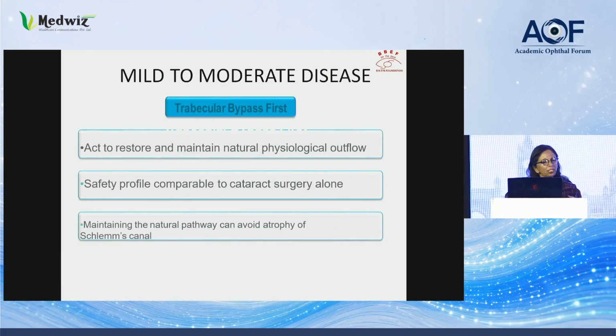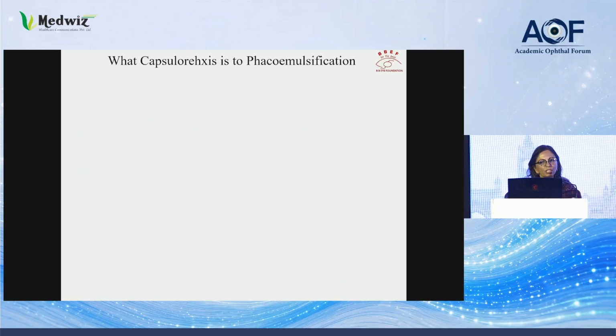So, mild to moderate disease, we've heard a lot about this from Arvind, and Arvind has made my work simpler. It's basically to restore and maintain natural physiological outflow, with a safety profile compared to cataract surgery. It's almost the same as cataract surgery alone, and maintaining the natural pathway can avoid atrophy of the Schlemm's canal.